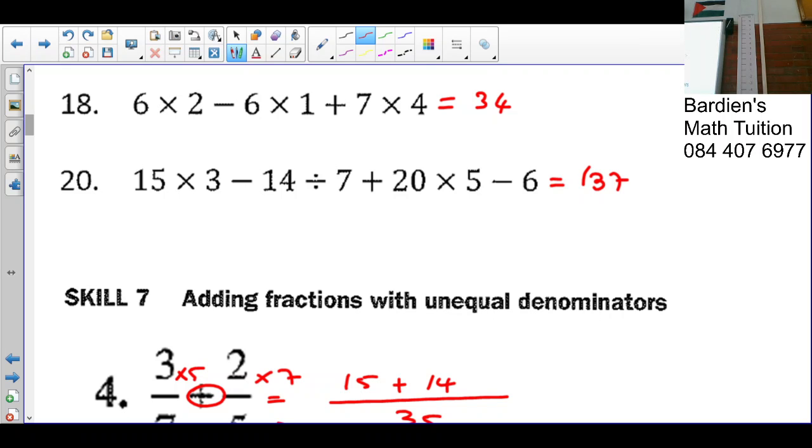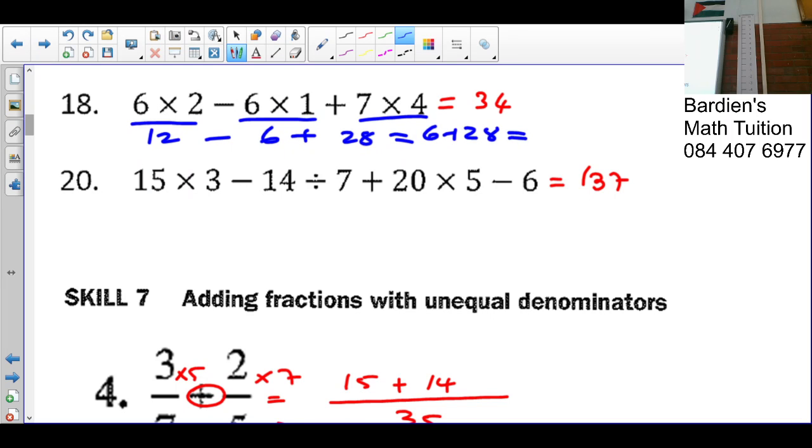Yeah, 18 is a problem. Okay? So that's going to give you 12, 6 plus 28. It's going to give you 34. Okay? Any problems with number 20? Yes, Michael? Problem?